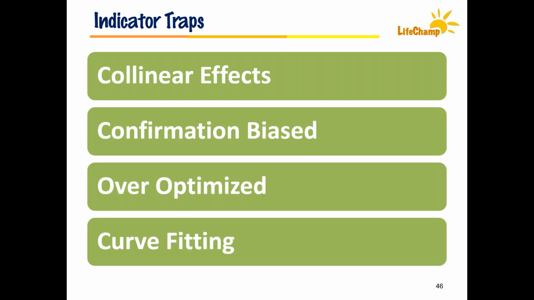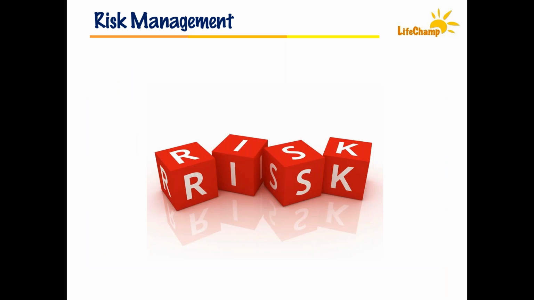In order to avoid this, you have to understand there are collinear effects in indicators, where most indicators will give you the same signal. Second is confirmation bias, which I've discussed over and over again. And over-optimization, which means you have run the system so much that it became so perfect that you are actually curve fitting. Once you over-optimize, you become curve fitting by nature. So you also need to make sure that in case anything fails, there is an element that helps reduce the losses, which is risk management. So you need to deploy risk management into your system.